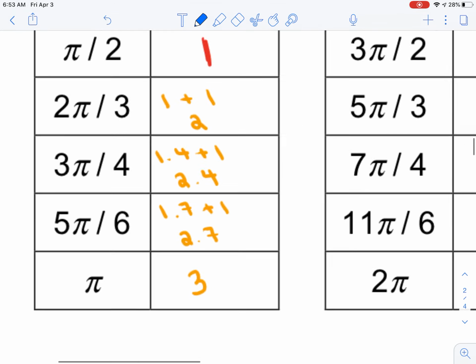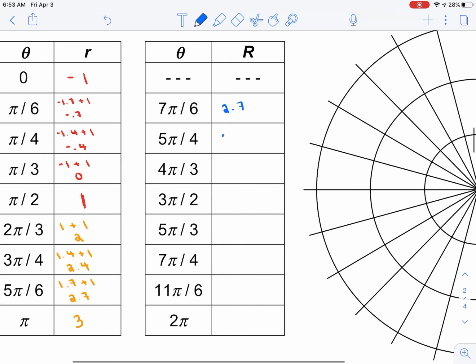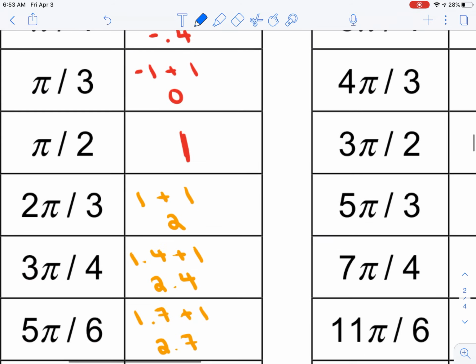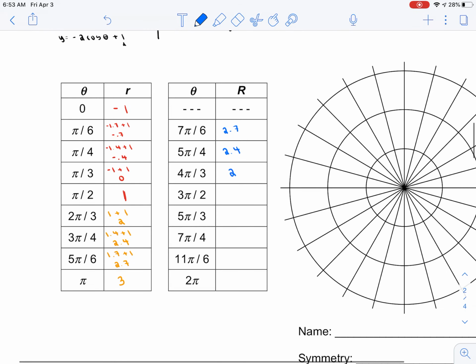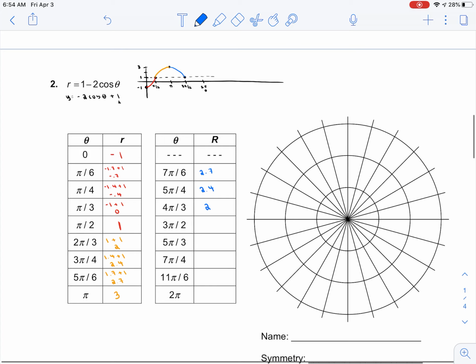You could take the answer that we saw at 3 pi over 4, and that's what we're going to see at 5 pi over 4. You can take the answer that we got at 2 pi over 3, and that's what we're going to see now at 4 pi over 3. And then remember, at 3 pi over 2 is when we hit that midline value of 1.